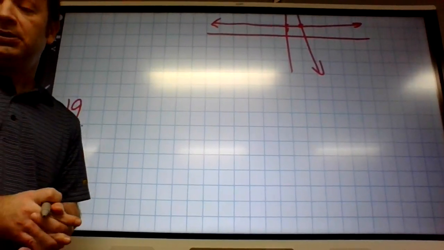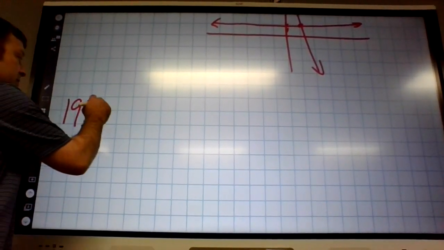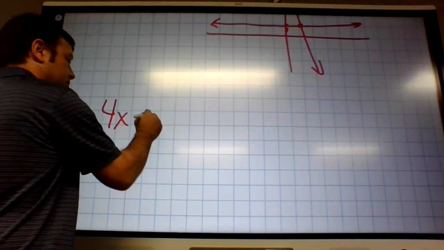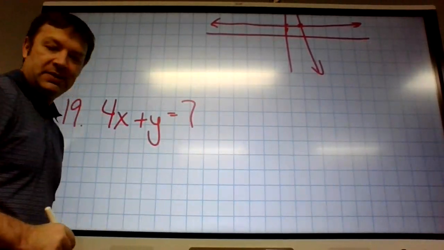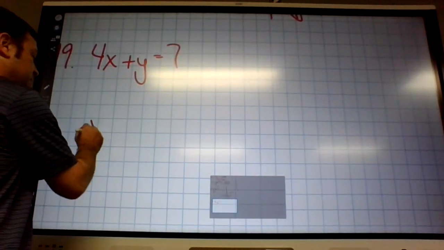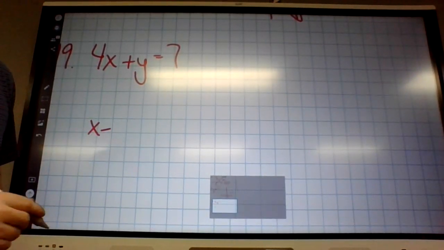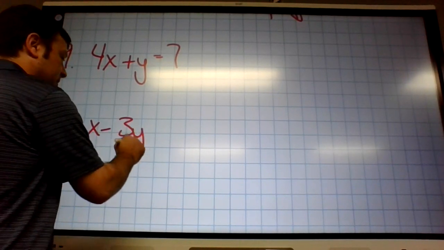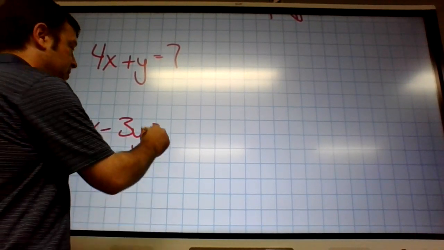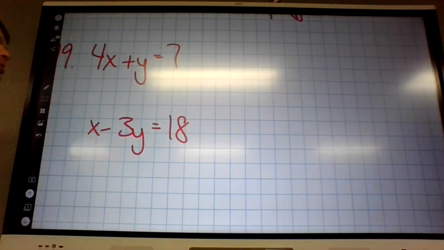Okay, 19. What's different about 19? Why are these in the B section? It's in standard form instead of slope-intercept form. Slope-intercept form is the useful form for graphing. Let's see, 18. Miranda, do you remember how we change it into slope-intercept form?